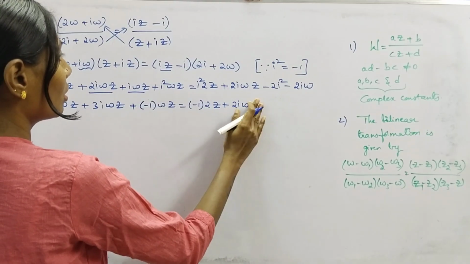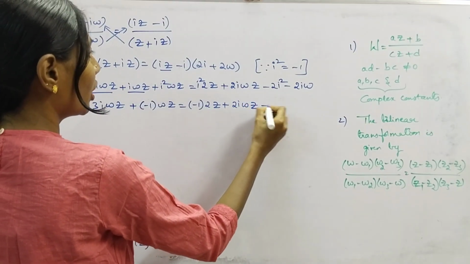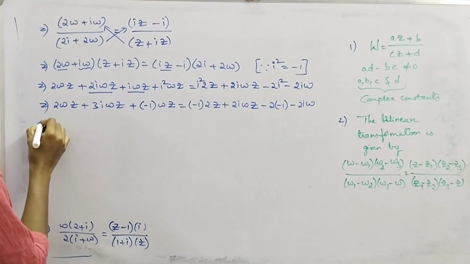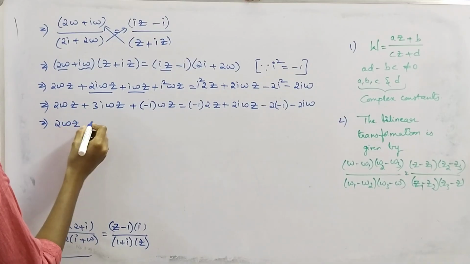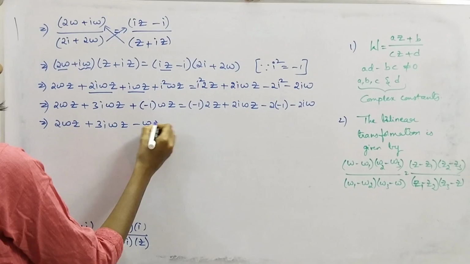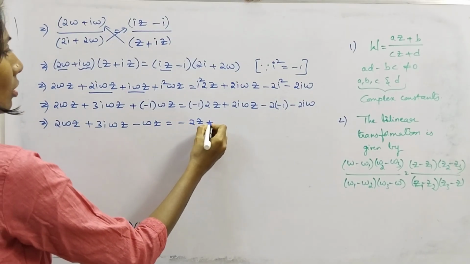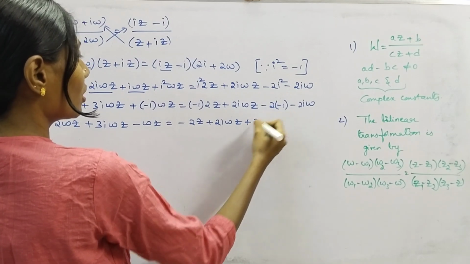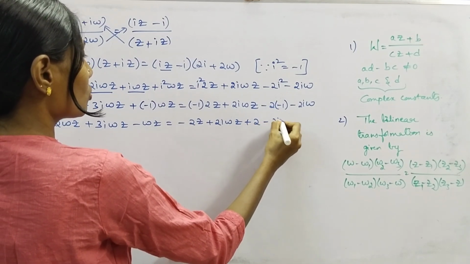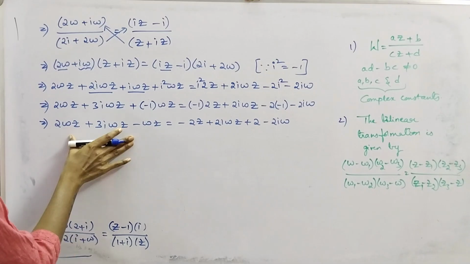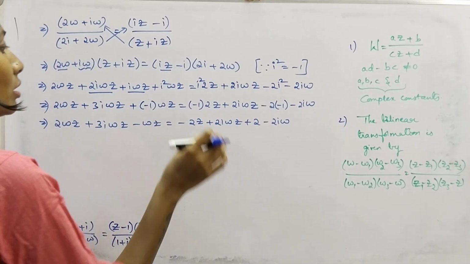2i omega Z minus 2, replace this i square by minus 1. Right? This gives us 2 omega Z plus 3i omega Z minus omega Z equal to minus 2Z plus 2i omega Z plus 2, minus into minus plus 2 into 1, 2 minus 2i omega. Right? Fine. Now bring all the terms which involve omega to one side and write the terms that do not involve omega on the other.